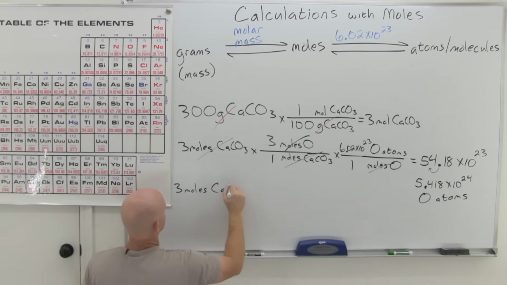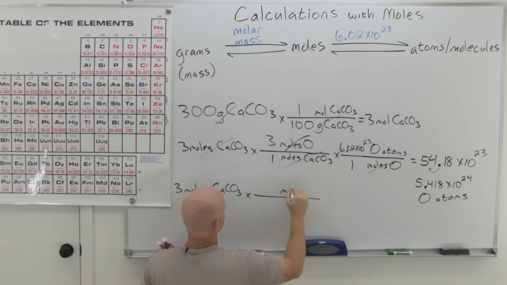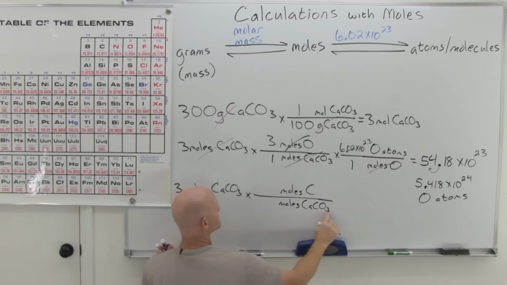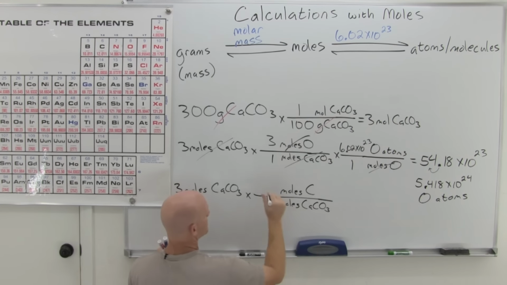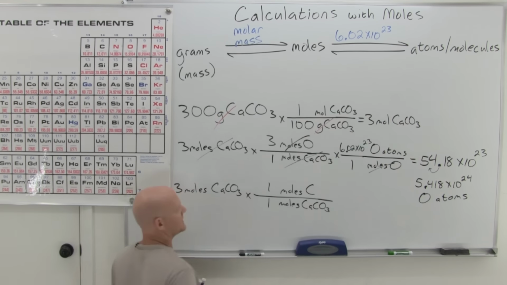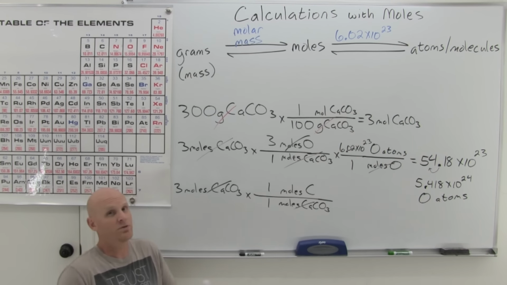So the 3 moles calcium carbonate. And now we want to relate the moles of carbon to the moles of calcium carbonate. And once again, we'll get it right from the formula. There is 1 carbon, so 1 mole of carbon in 1 mole of calcium carbonate. It's a 1-to-1 ratio. And so in our 3 moles of calcium carbonate, we have 3 moles of carbon.